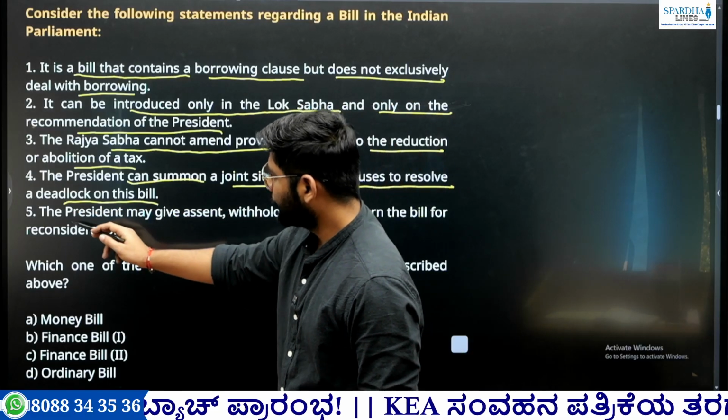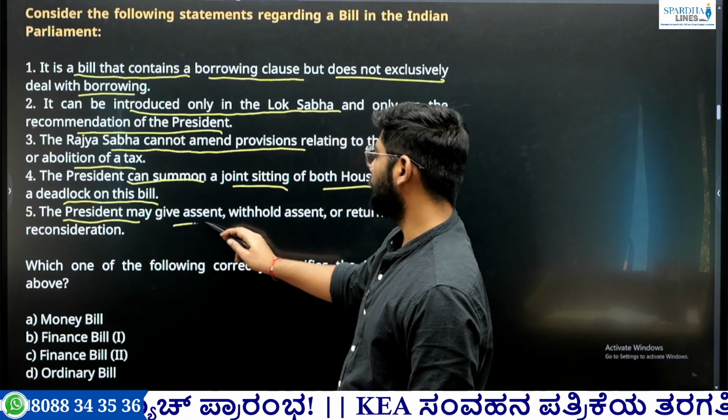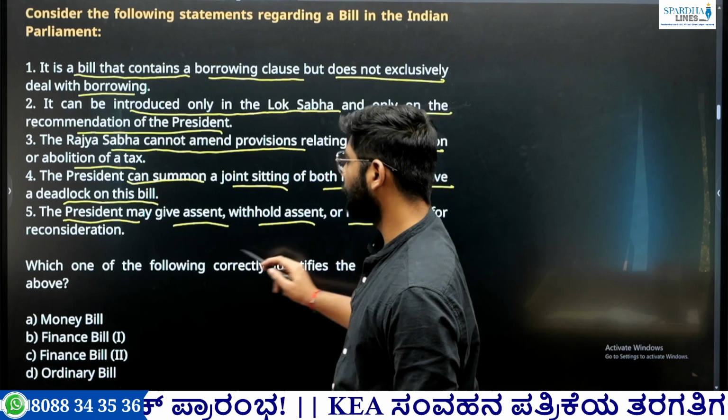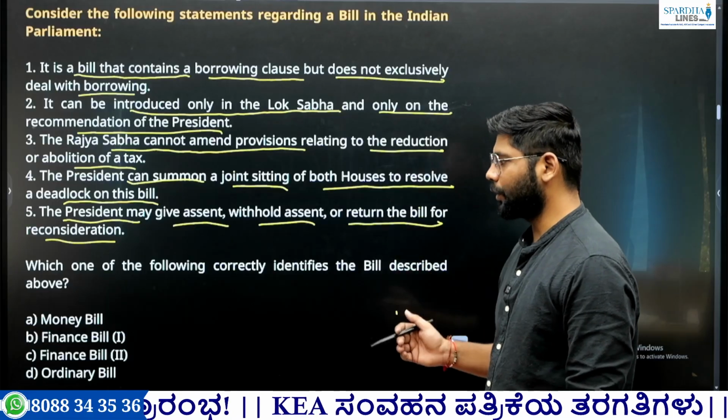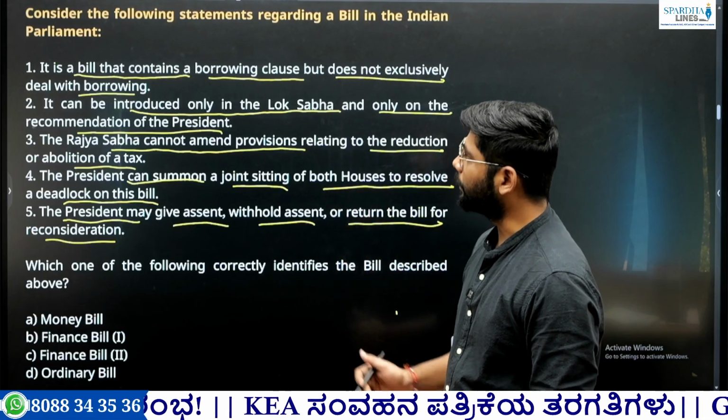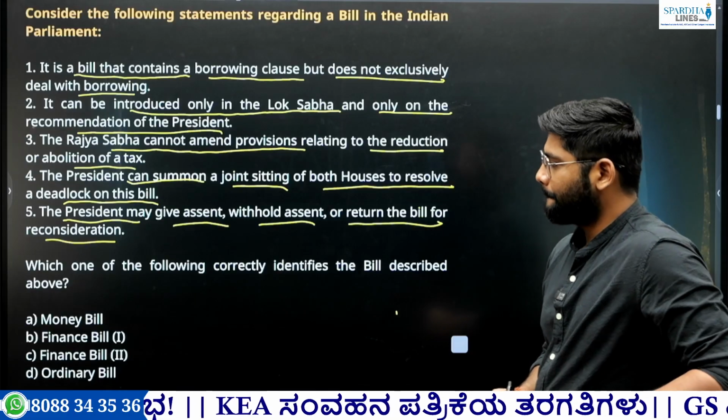Fifth statement: the President may give assent, withhold assent, or return the bill for reconsideration. So after this description, what do you think? Which is the bill that the question is describing? Let me know.